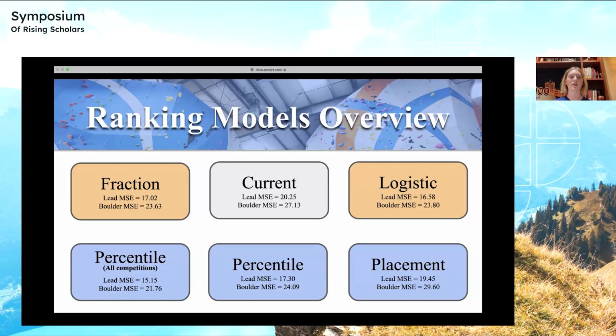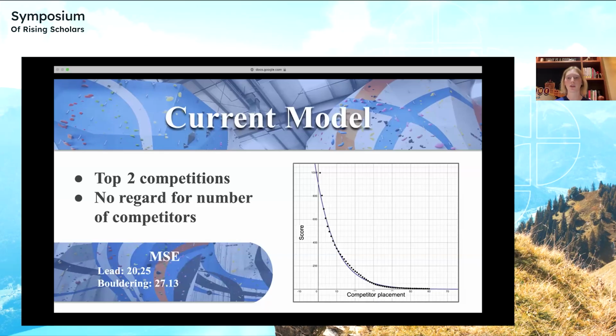For this reason, I've chosen to recommend the fraction and logistic ranking systems, both of which have higher predictive ability than the current ranking system at 99.9% certainty. They also each have different advantageous aspects that would get rid of a lot of issues with the current system. I'm going to go a bit more in depth on the current model now, so that you have a better understanding of what is different between all the systems.